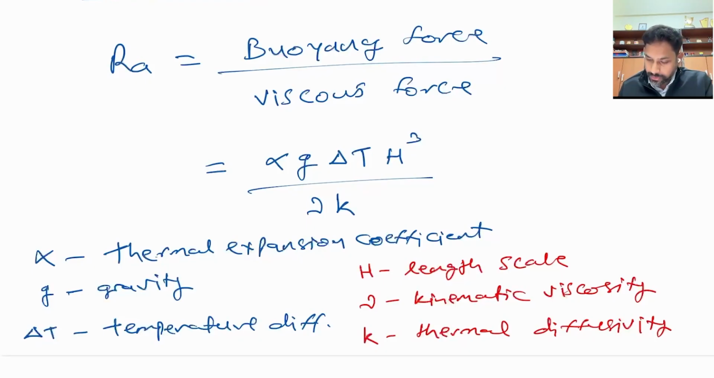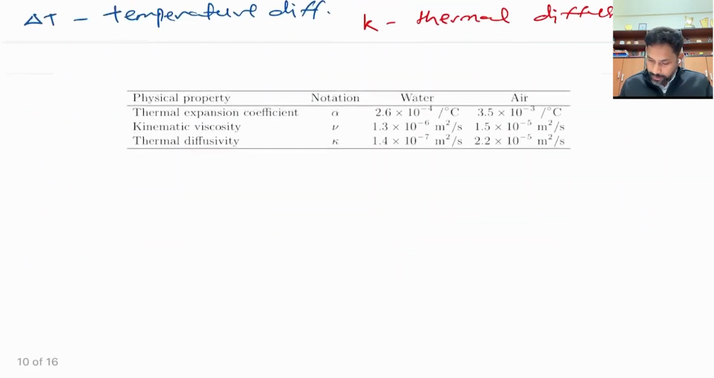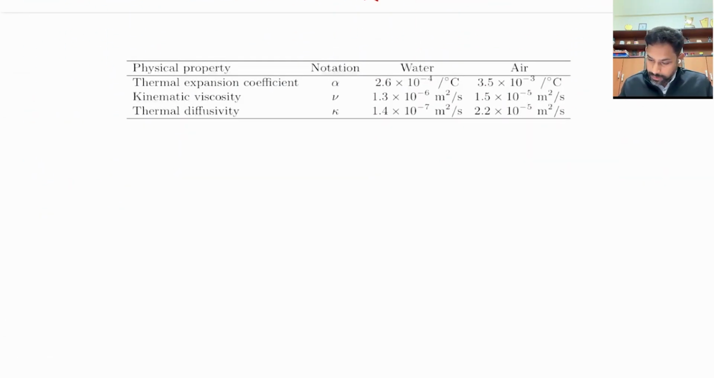In contrast, what you see in the denominator is the viscosity, the kinematic viscosity. So if you have more viscosity, that means you have more viscous force. It will require higher delta T to start convection. So what exactly we know here is that there is a critical Rayleigh number. We'll come back to this particular table once we have discussed the critical Rayleigh number.